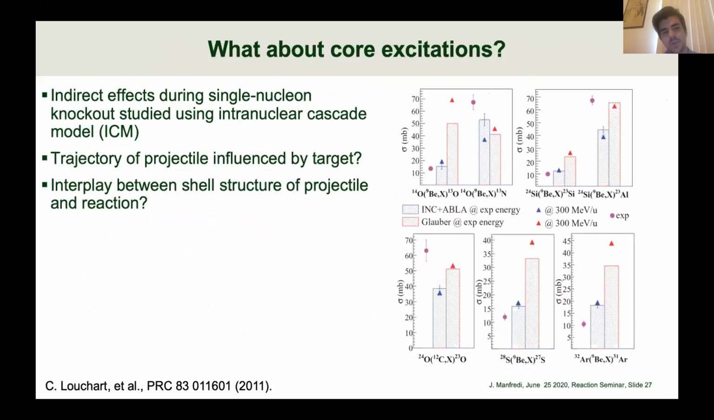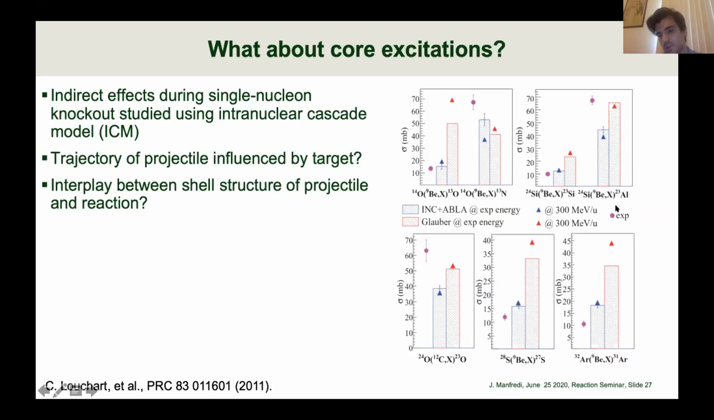Another suggestion that's been made is core excitations. Luchard et al. looked at indirect effects with an intranuclear cascade model, and basically posited whether the trajectory of the projectile can be influenced by the target, or maybe there's interplay between the shell structure of the projectile and the reaction mechanism. And the results are shown here on the right for different beryllium-induced knockout systems.